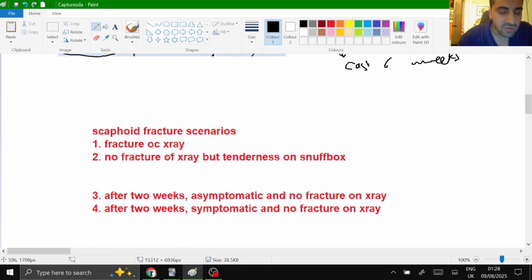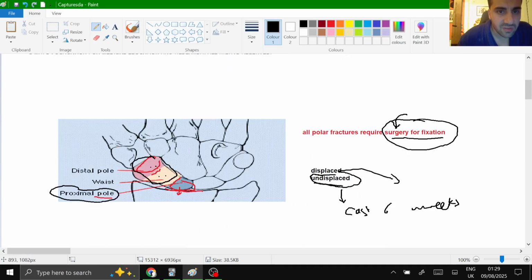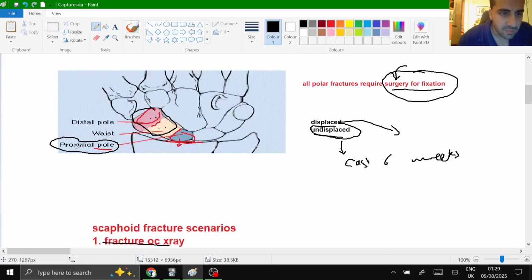Okay, so we have a few scenarios. The patient comes in, and then we see a fracture on X-ray. If we see a fracture on X-ray, it depends on the region. As I said, proximal is always fixation surgery. Waist and distal bone depends. Displaced, then fixation surgery. Undisplaced, then cast for 6 weeks.